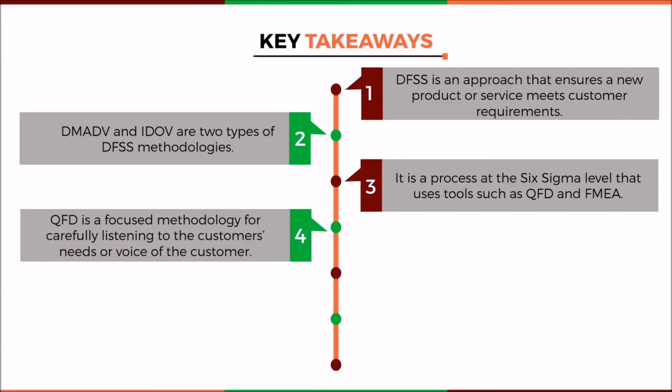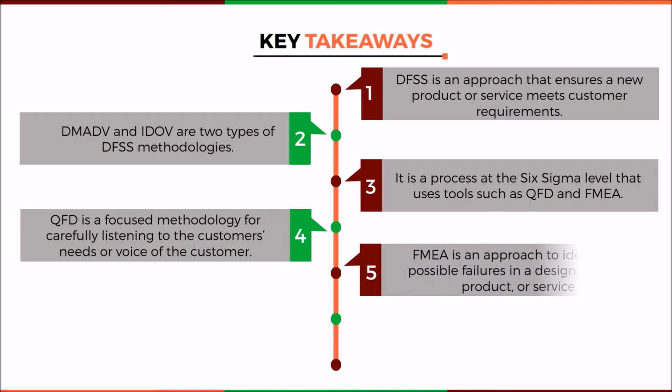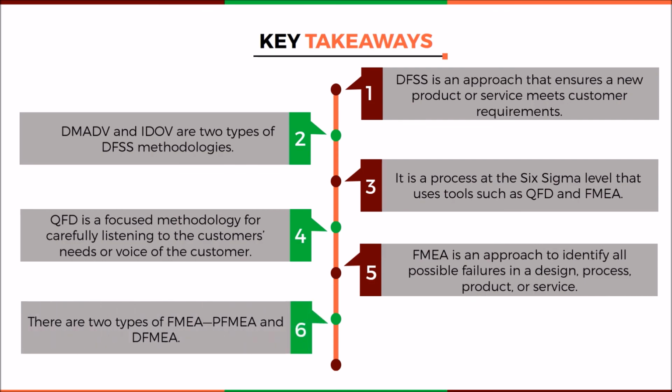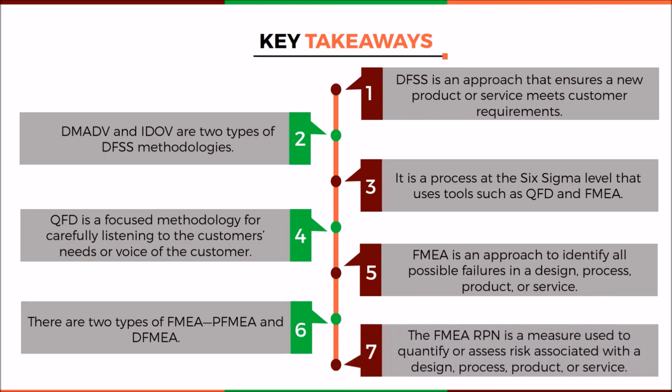QFD is a focused methodology for carefully listening to the customer's needs or voice of the customer. FMEA is an approach for identifying all possible failures in a design, process, product, or service. There are two types of FMEA: the PFMEA for a process FMEA and the DFMEA for design FMEA. The FMEA risk priority number, or RPN, is a measure used to quantify or assess risk associated with a design, process, product, or service.